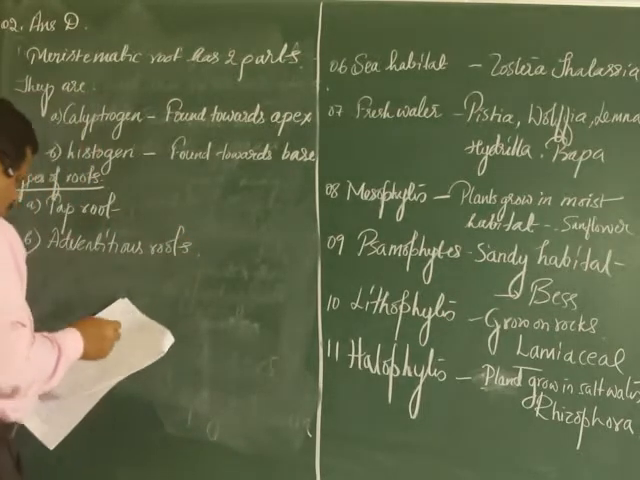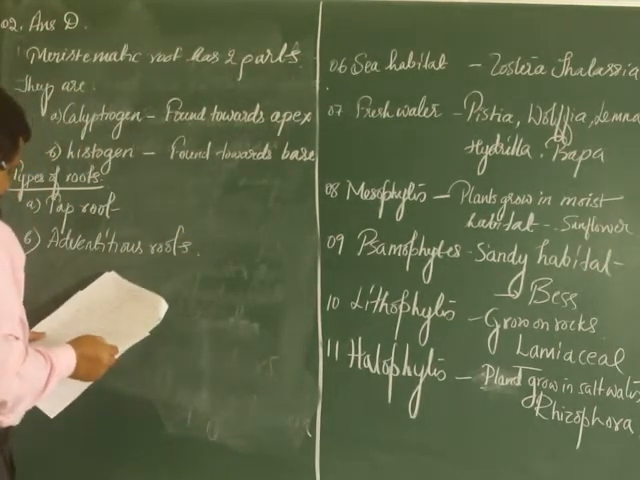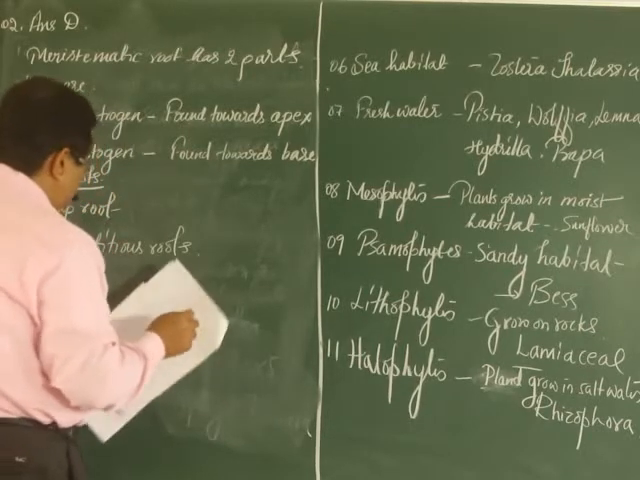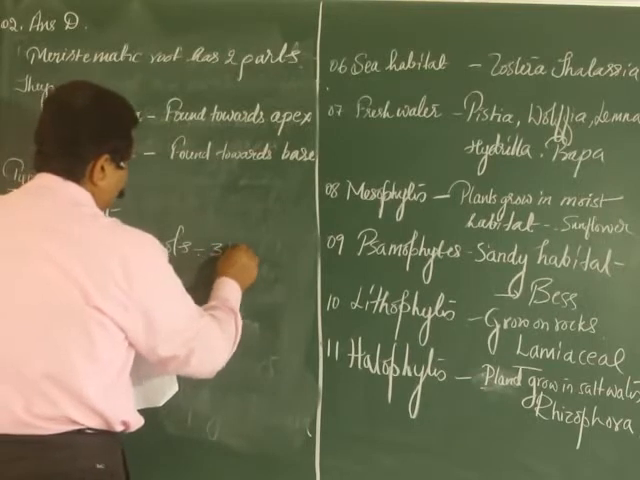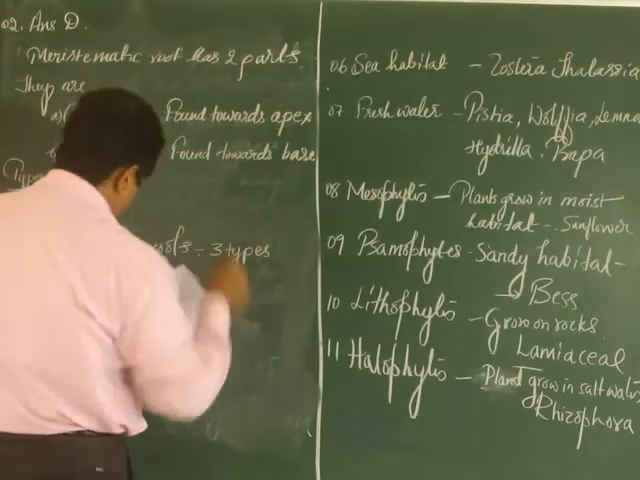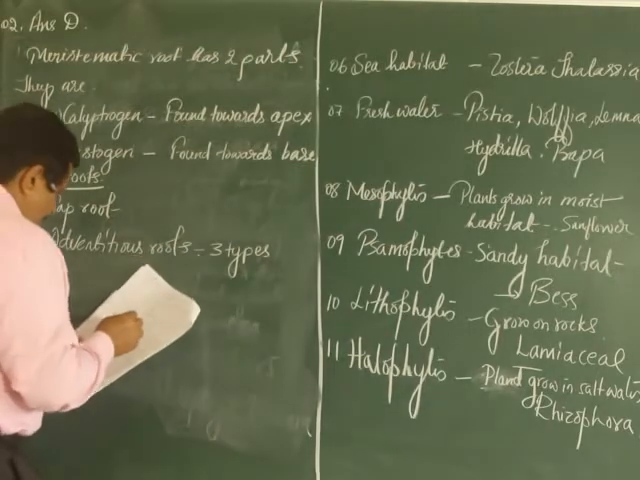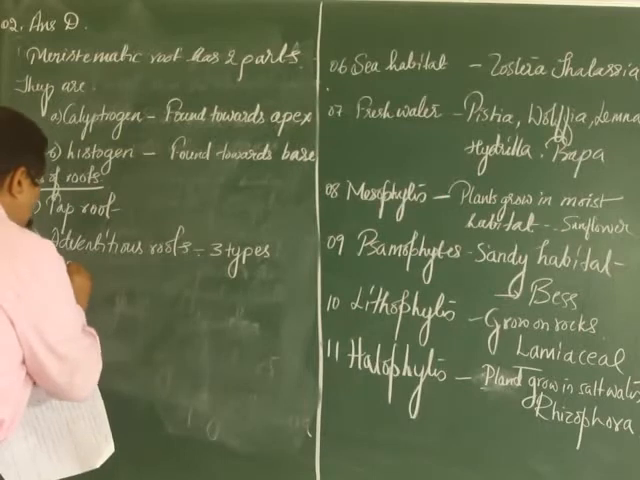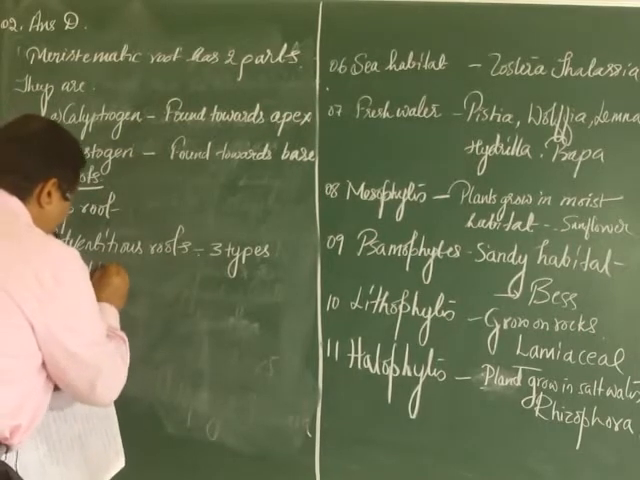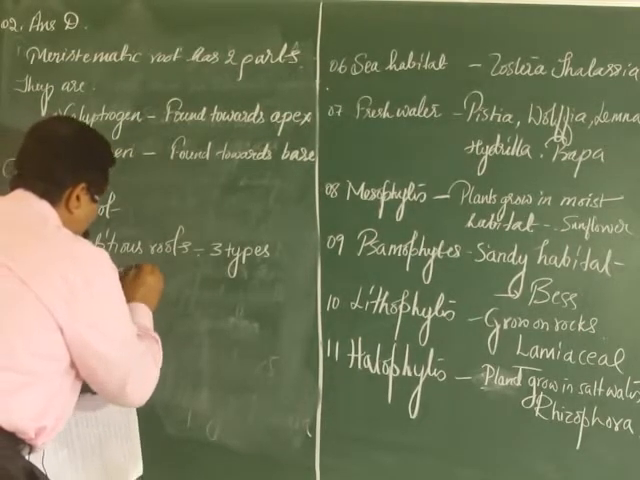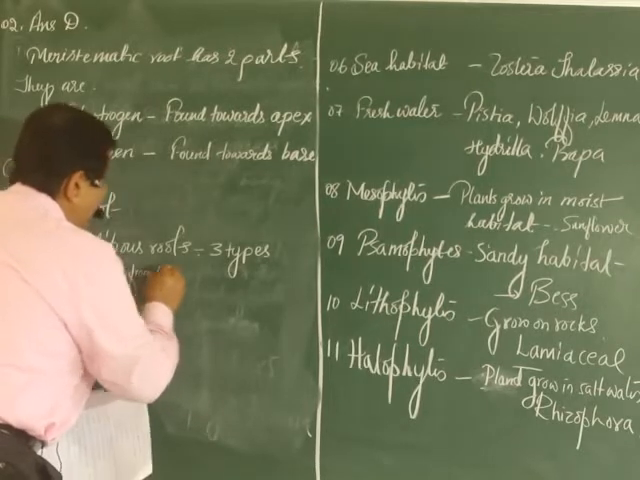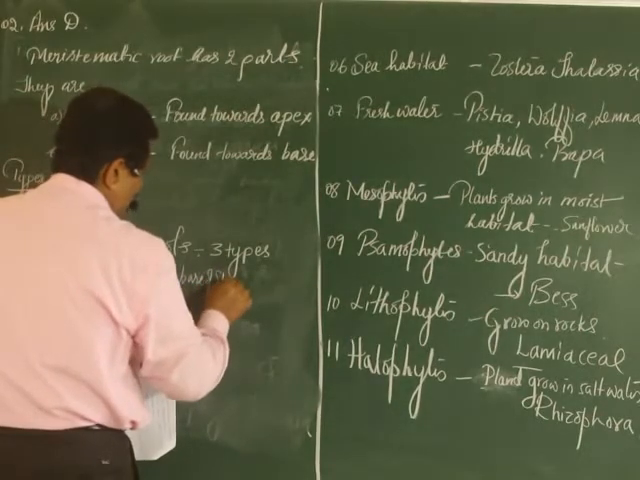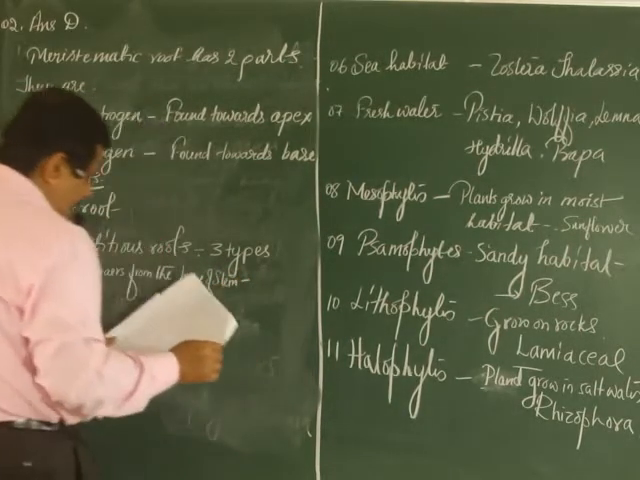In adventitious roots, there are three types. Root hairs arising from the base of the stem. Such roots are found in Triticum.